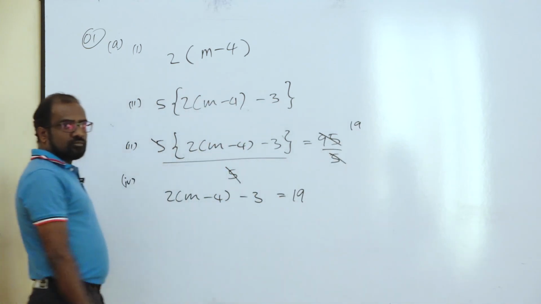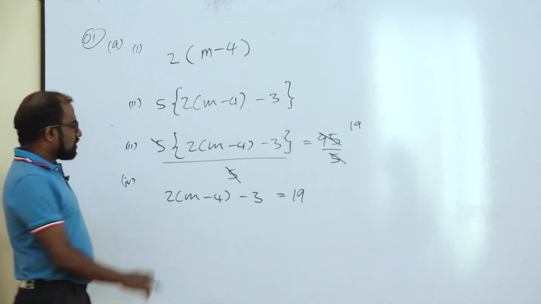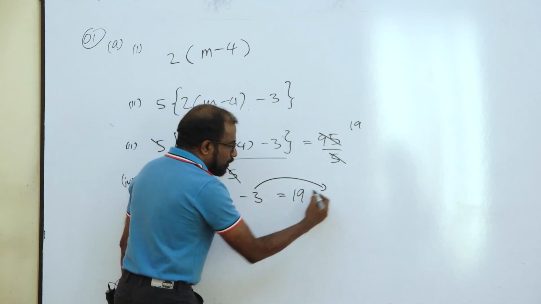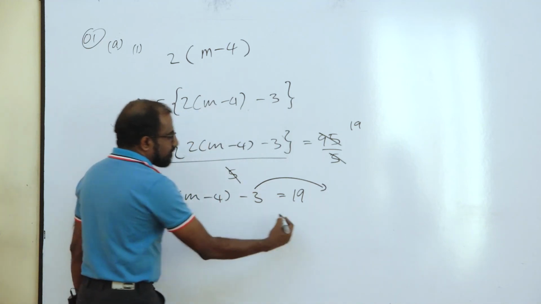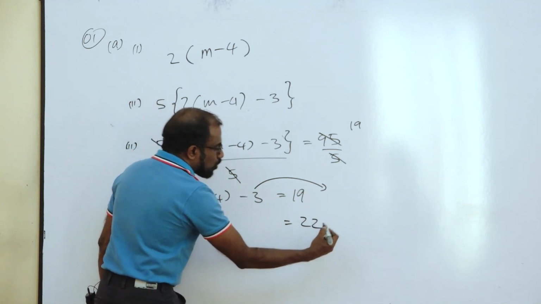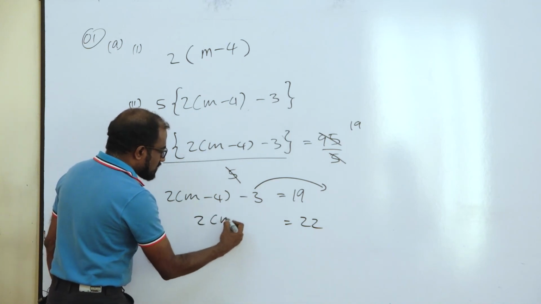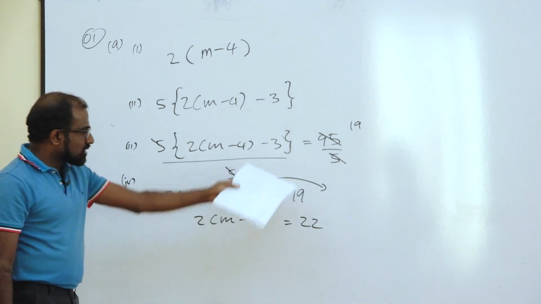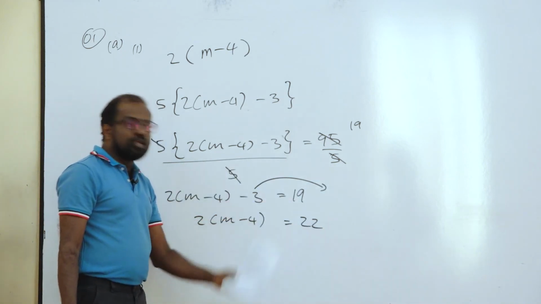Right. Now what shall you remove? 2 times m minus 4 minus 3. Minus 3 can be put to the other side. Plus 3. 19 plus 3, 22. 2 times m minus 4 equals 22. Minus 3 goes to the other side, plus 3, 19 plus 3, 22.